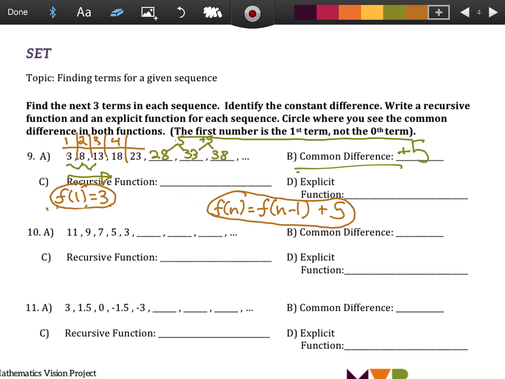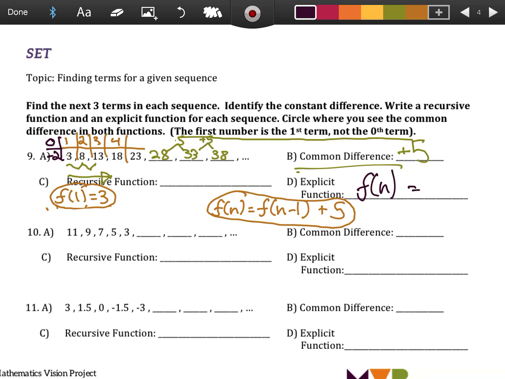If we are aiming for our explicit function, we know that we have our first term here, but do we have a term before it that's not written? Hopefully you're saying yes, where the 0 term would just be deducting 5 from 3, so this would be negative 2.